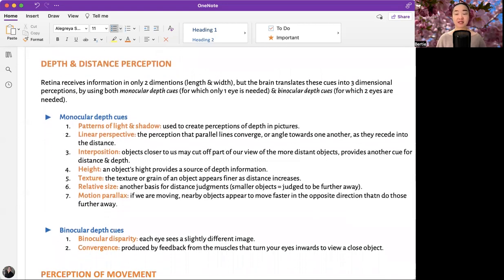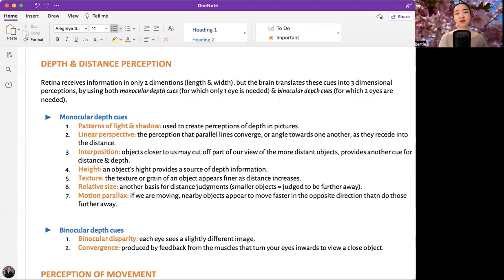Depth and distance perception. The retina receives information in only 2 dimensions, length and width. But the brain translates these cues into 3-dimensional perceptions by using both monocular depth cues, for which only 1 eye is needed, and binocular depth cues, for which 2 eyes are needed.